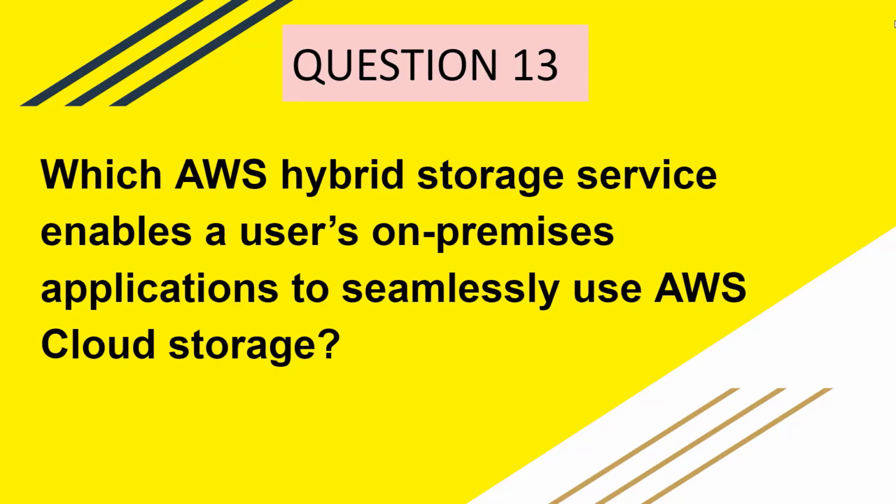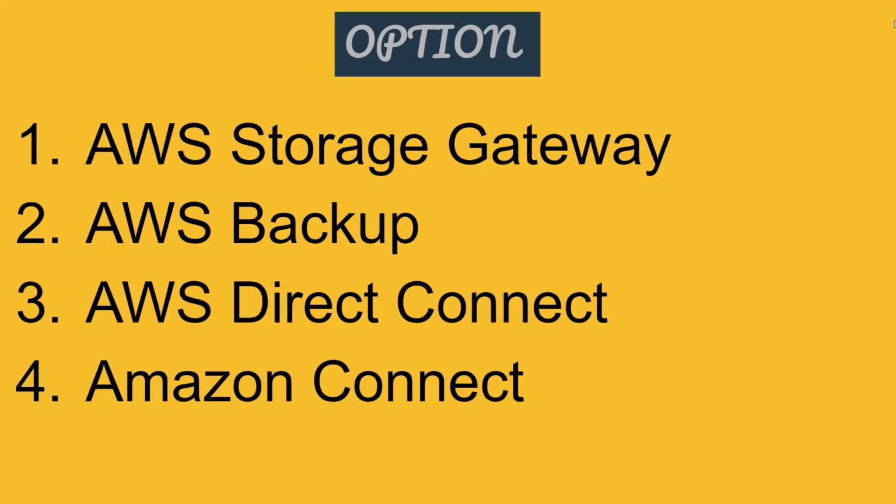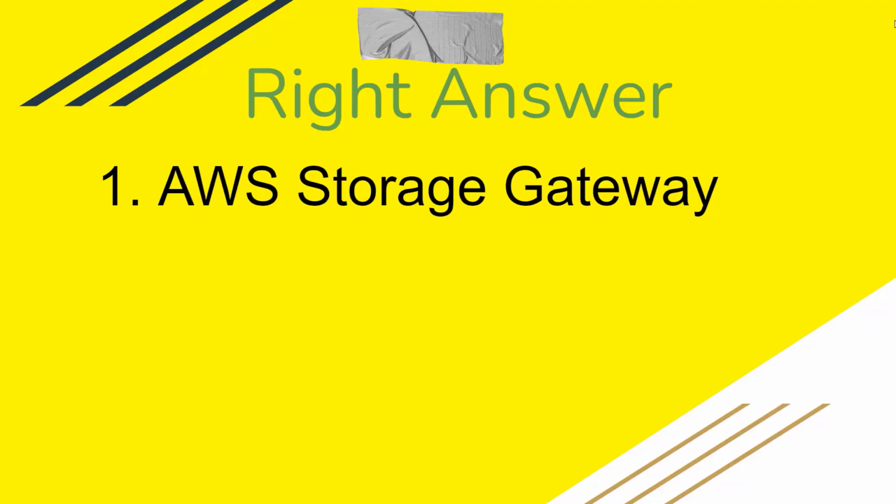Question 13. Which AWS hybrid storage service enables a user's on-premises applications to seamlessly use AWS Cloud Storage? Option 1. AWS Storage Gateway. 2. AWS Backup. 3. AWS Direct Connect. 4. Amazon Connect. Right answer is 1.